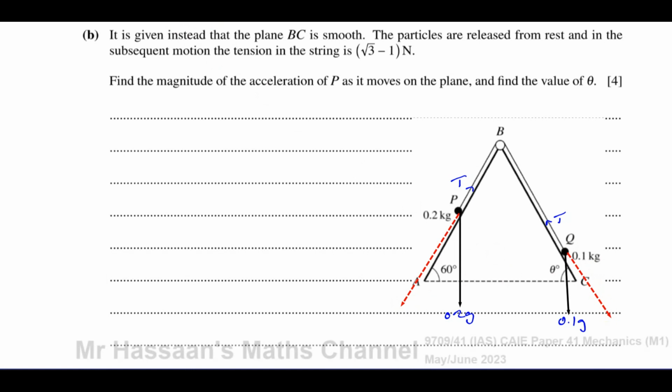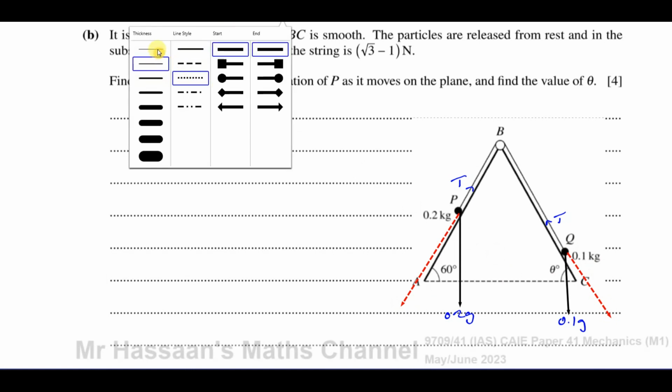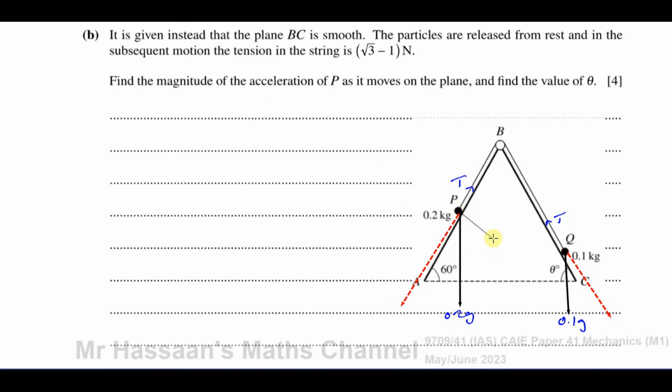Remember, if you consider these lines here, this angle here is 60. This angle here is theta. We don't know what it is. So we can say that this component is going to be 0.2 g times sine 60, and this is going to be 0.1 g times sine theta.